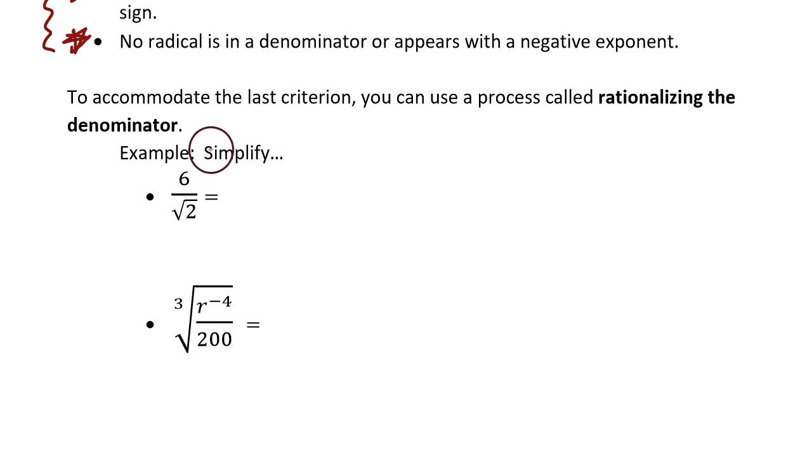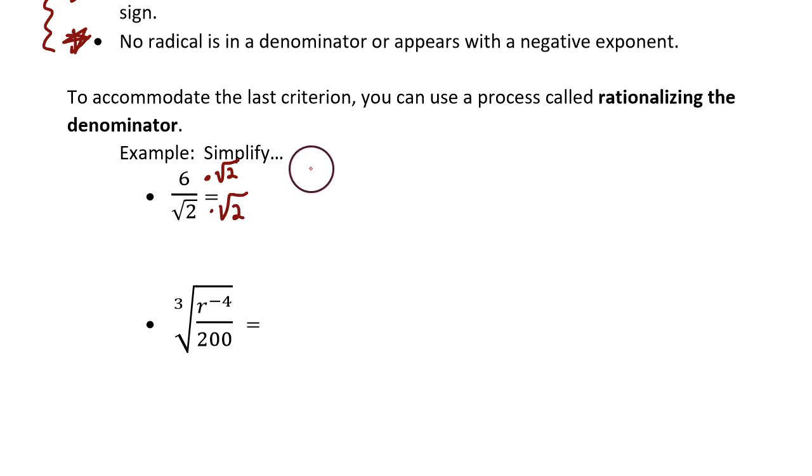One of the rules is that there can be no radical in the denominator. To accommodate that last criterion, you can use a process called rationalizing the denominator. For example, let's say we want to simplify 6 divided by the square root of 2. This has a radical in the denominator, which means it's not simplified. How do we correct that? Rationalizing the denominator is the process of multiplying the top and bottom of the fraction by the denominator.